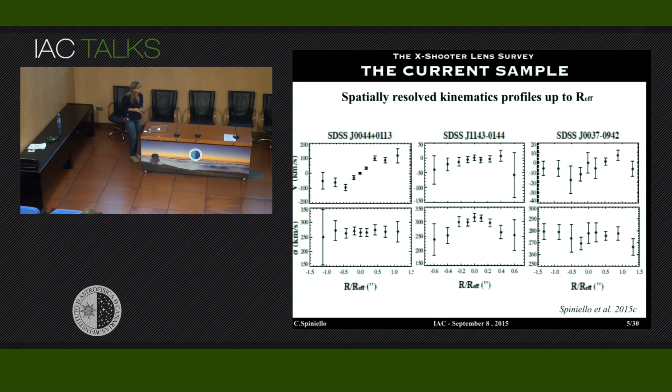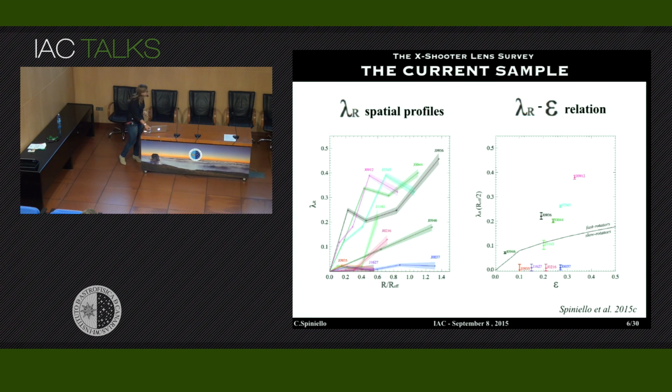Then, again, using X-shooter spectra, we split up the spectra at different distances from the center, and we perform spatially resolved kinematics, and we always go up to 0.7, but most of the time up to 1 or 1.5 effective radius. And we calculate rotation velocity and velocity dispersion. You can see that in some cases we have hints for rotation. In some other cases we have flat profiles. And the velocity dispersion profiles are either flat or show the typical shape of having a maximum in the center and then declining.